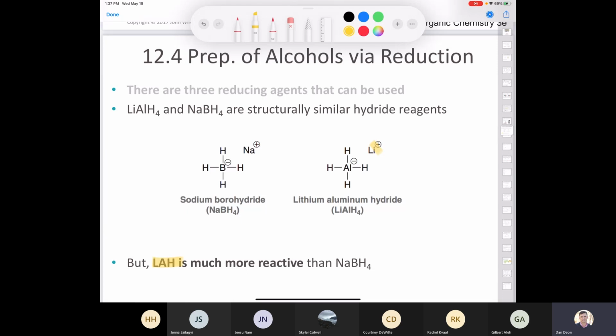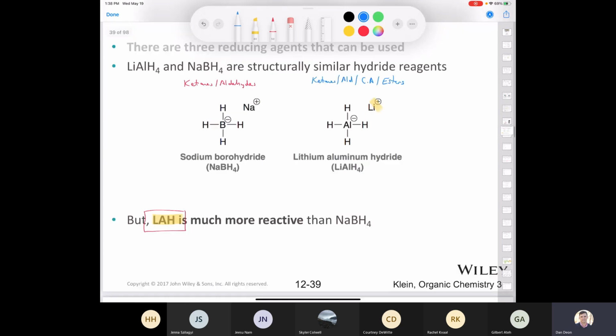Dear students, please write Mr. Dion an essay as to why LAH is more reactive than sodium borohydride. Not going to happen. However, you do need to know that lithium aluminum hydride is a much stronger reducing agent. And what you're going to see in a few minutes is that sodium borohydride can reduce ketones and aldehydes, okay? Whereas lithium aluminum hydride can reduce ketones, aldehydes, carboxylic acids, and it can also reduce esters. So it's a more powerful reducing agent, and we'll take a look at that in a few seconds.